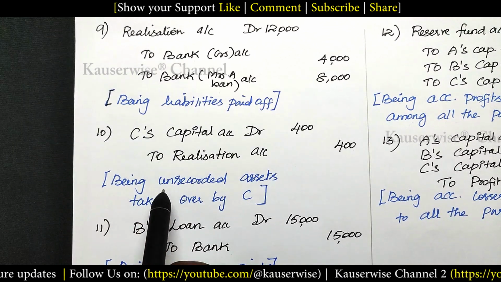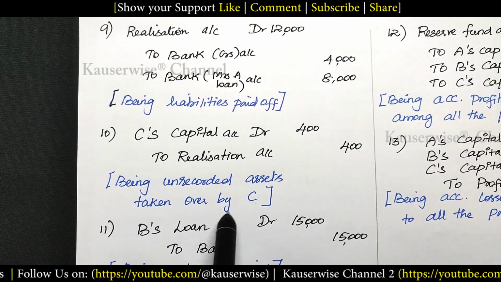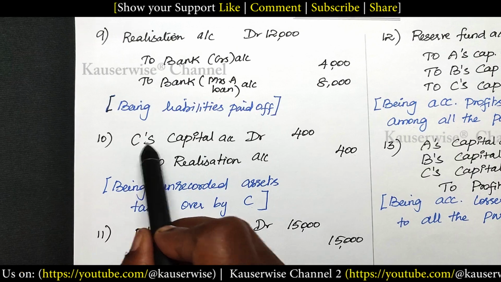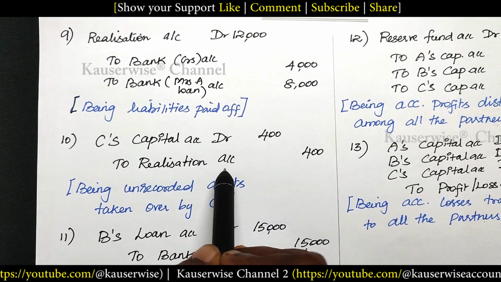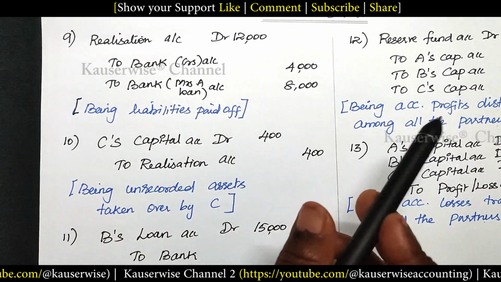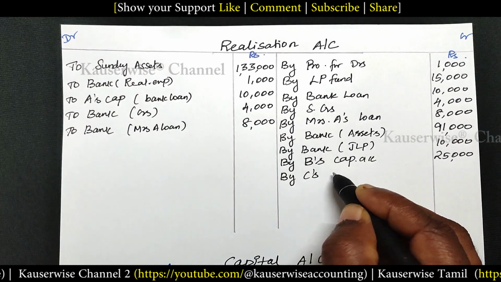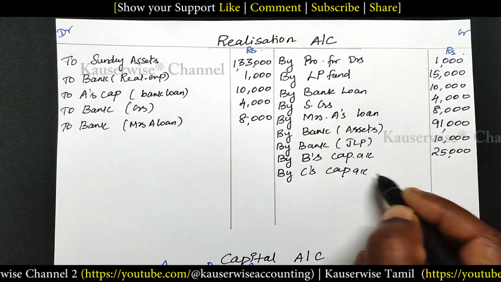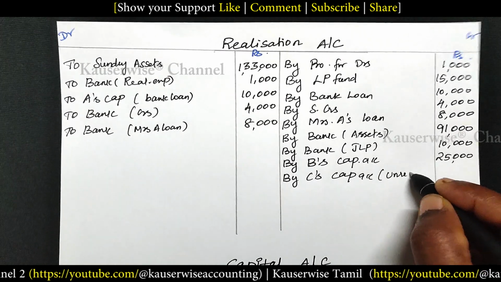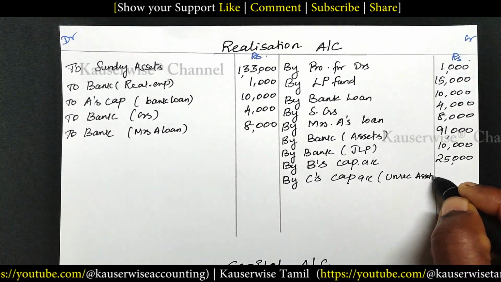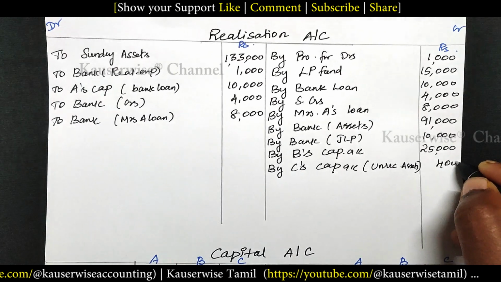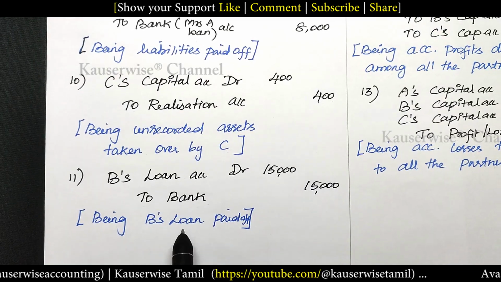This is the entry for unrecorded assets taken over by C. So entry: C's capital account debit to realization account. No, this will be entered under the credit side of realization account. By C's capital account. This is for unrecorded assets. 400. Next one. B's loan paid.